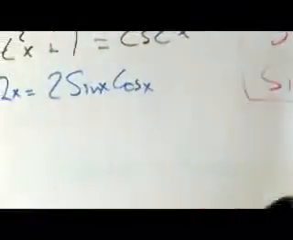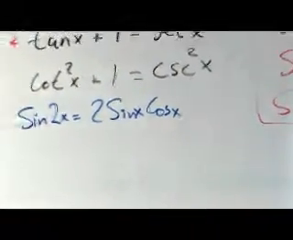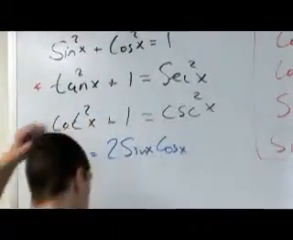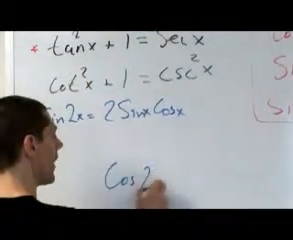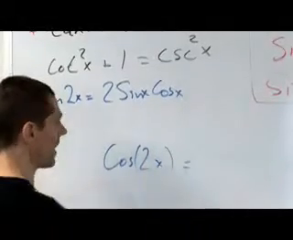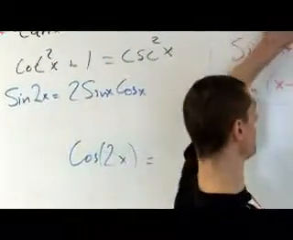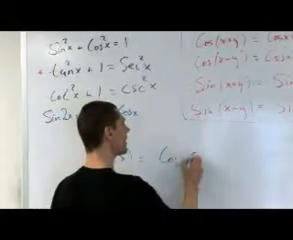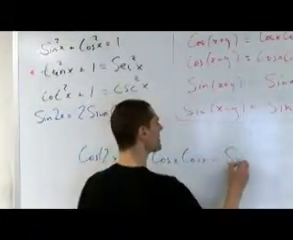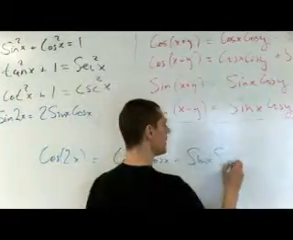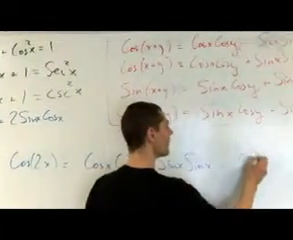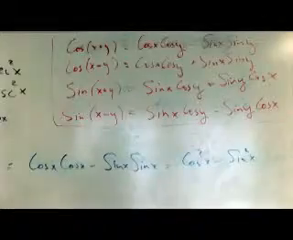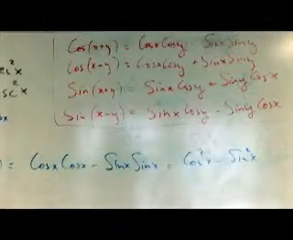Similarly, another very often seen equality is this. What about cosine 2x? Now this is the same as cosine x plus x, so we're going to follow this formula. And this is going to be cosine x times cosine x minus sine x times sine x. This is cosine squared x minus sine squared x. And this one shows up quite a bit, so I'll also put it up.